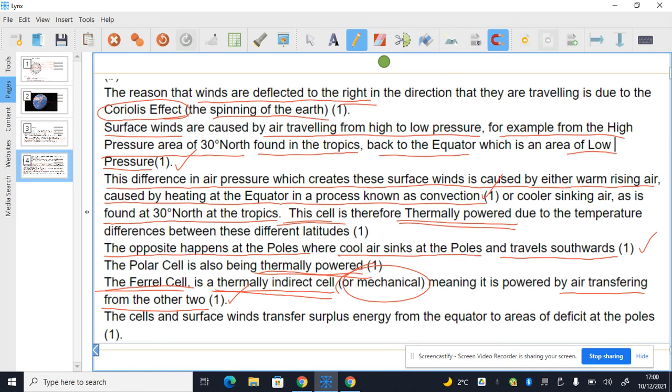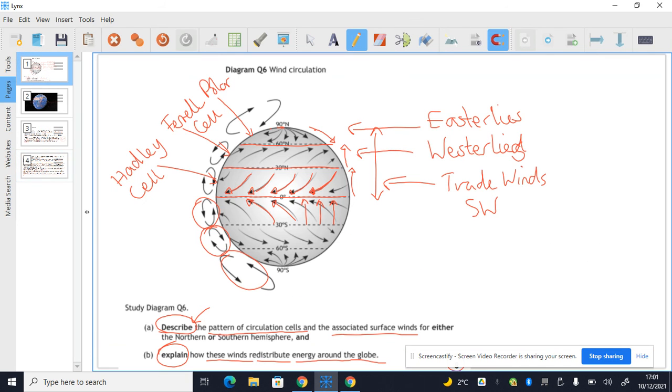Finally, the cells and the surface winds transfer surplus energy from the equator to areas of deficit at the poles. Now, we actually brought that idea in as a descriptive point. So if you brought it in as an explanation point, you wouldn't get double credited for it. You will notice there's more than 3 marks here. There's actually more than 5. And if we go back to the question, it is only worth 5 marks. So depending on how many descriptive points you made would impact on how many explain points. But I've just shown you a model answer and given you some insight into how to approach answering.